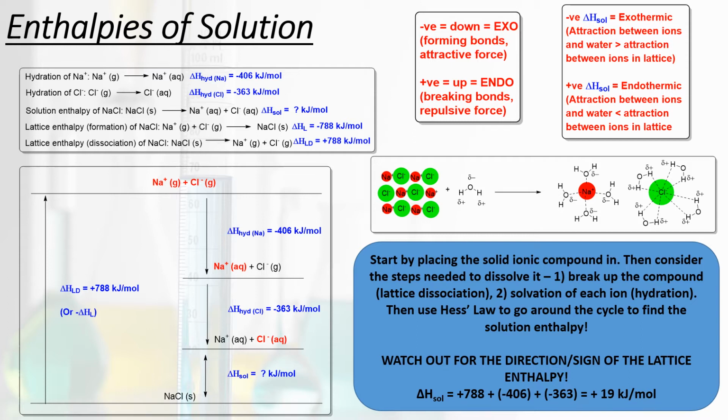Sometimes questions won't even tell you which one they're going to give you, they'll just say it's the lattice enthalpy, and then it's up to you to use your chemical common sense to look at the number and see whether it's a negative or a positive number. If it's a negative, it's the exothermic, and therefore must be the lattice enthalpy of formation. If it's positive, it must be endothermic and is the lattice enthalpy of dissociation.